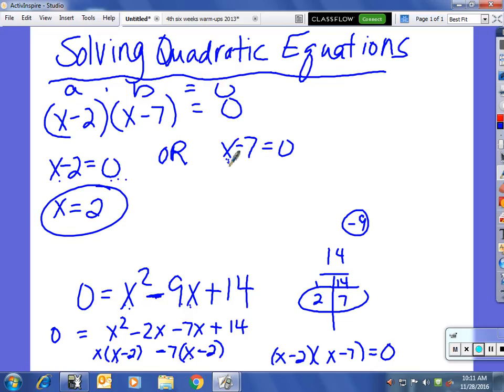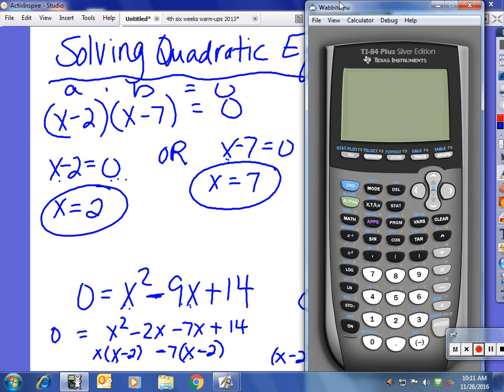Here I want to get x by itself. It has a minus 7 with it. How do you get rid of minus 7? Plus 7. So what does x equal here? 7. Guess where this thing's crossing the x-axis? At 2 and 7, which we already knew because we cheated and looked at the picture beforehand. Isn't it crossing at 2 and 7?